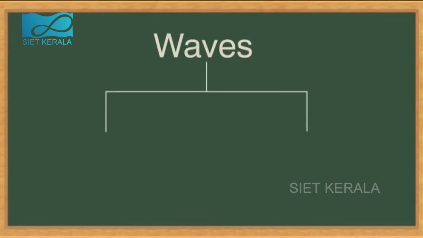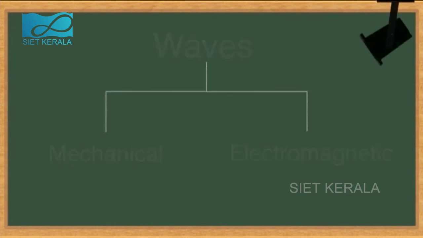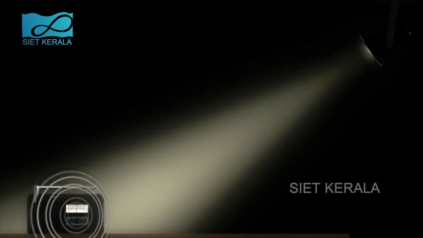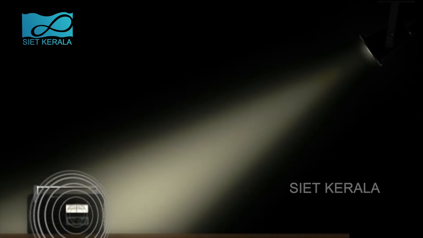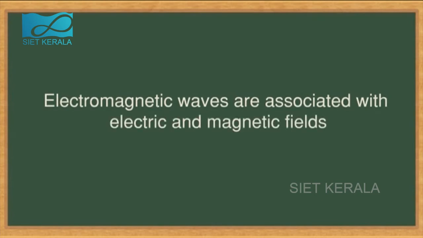Waves are classified primarily into mechanical and electromagnetic waves. Mechanical waves do need media to travel. Radio waves, light, etc. travel without the need of a medium, even through vacuum. Electromagnetic waves are associated with electric and magnetic fields.